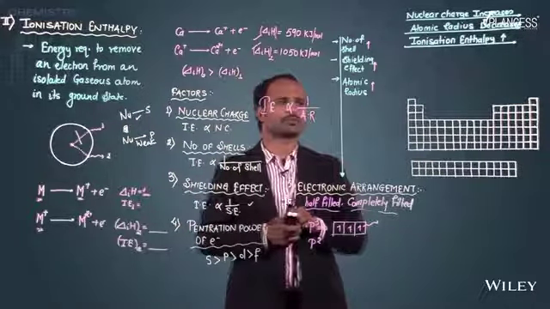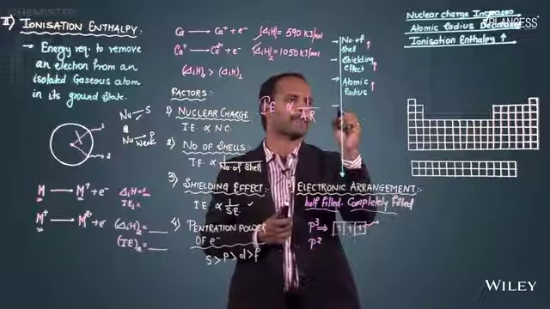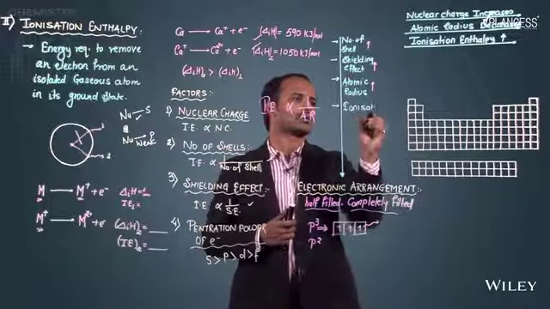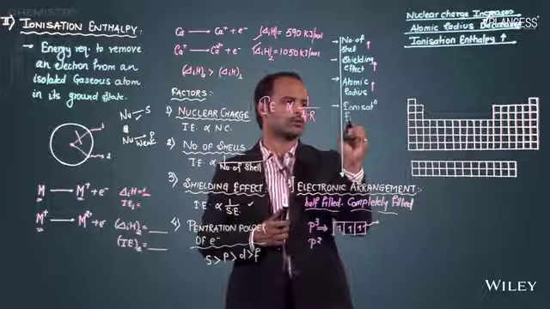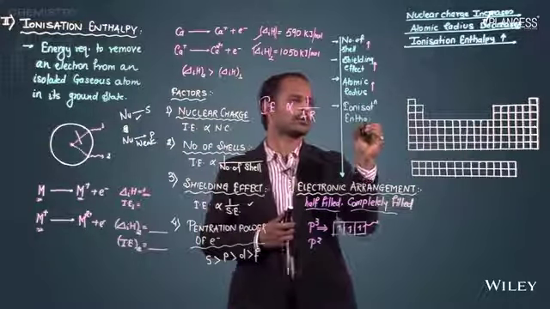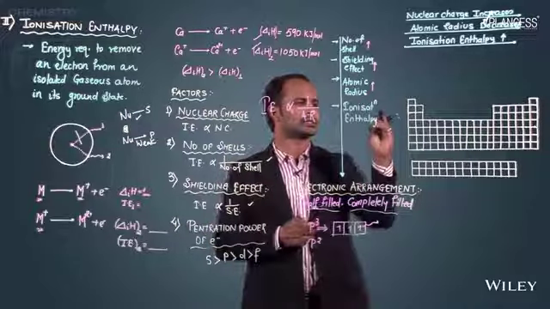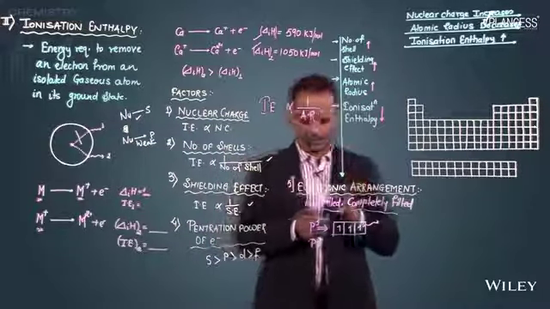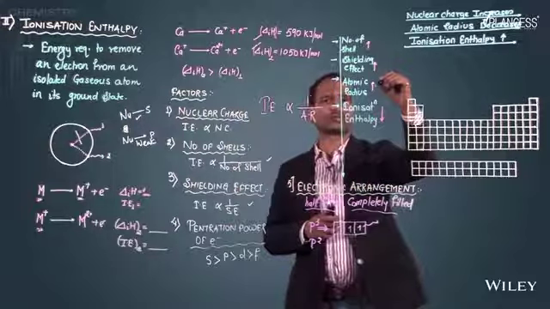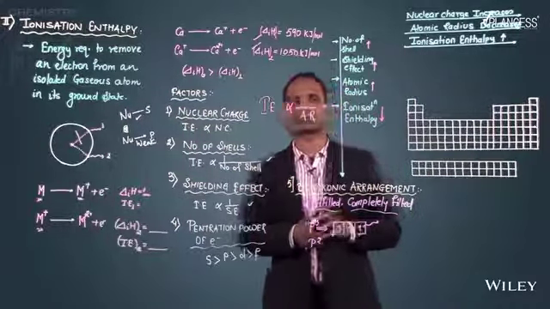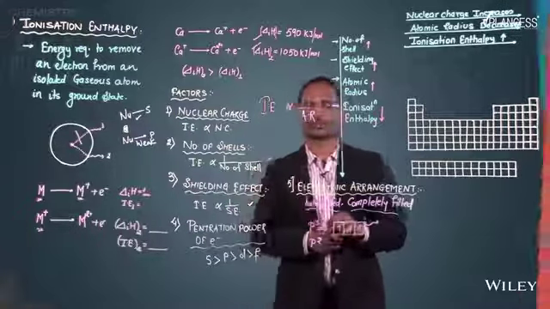So from top to bottom, ionization enthalpy, as I said, decreases. Again, here also it shows the inverse relation. Atomic radius increases while ionization enthalpy decreases when we move from top to bottom.